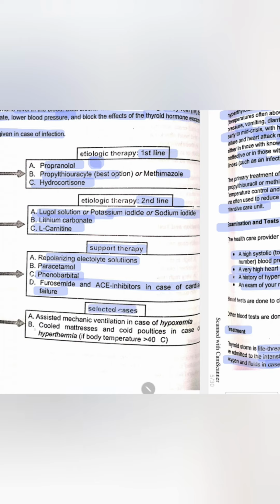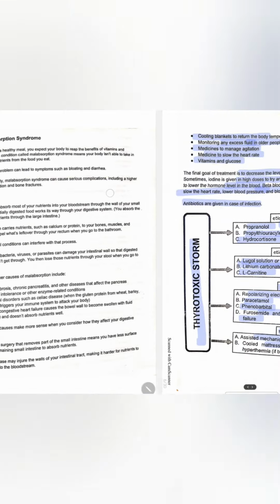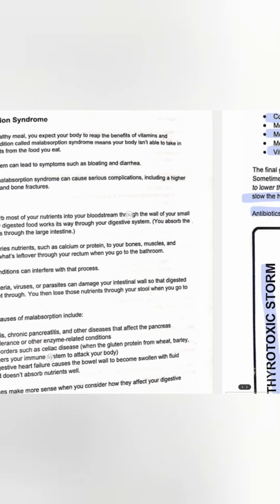In selected cases, they may need assisted mechanical ventilation in case of hypoxemia, and cooling mattresses or cooled poultices in case of hyperthermia when the body temperature is more than 40 degrees centigrade.